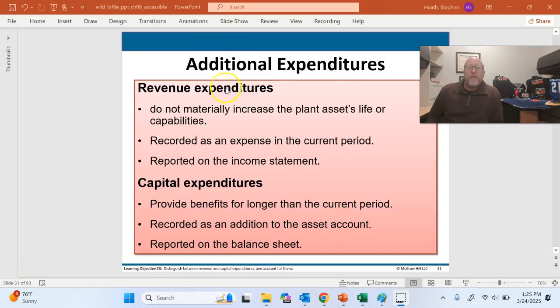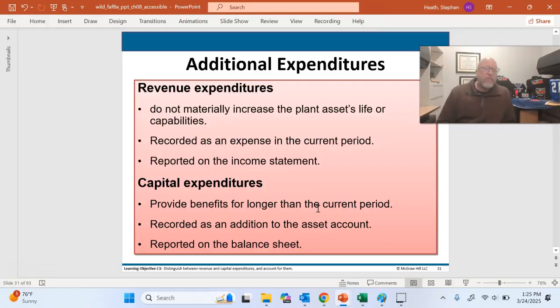Anyway, we were saying that revenue expenditures do not materially increase the plant asset's life, and therefore we treat them as income statement items, right? Actually, let's talk about capital expenditures and then we can explain. A capital expenditure provides benefits for longer than the current period, is recorded as an additional asset or addition to the asset account, and is reported on the balance sheet.